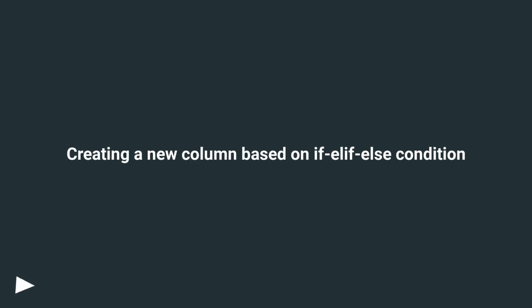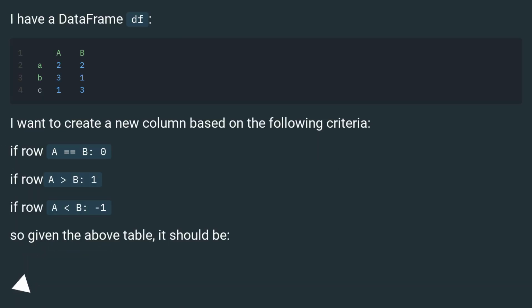Creating a new column based on if-elif-else condition. I have a data frame df. I want to create a new column based on the following criteria.